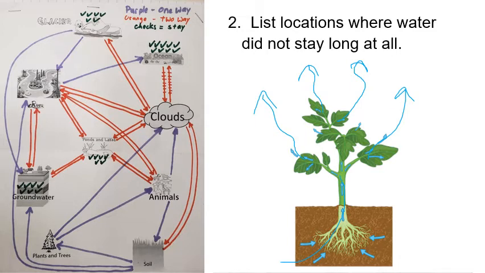Now, there are some exceptions. A plant like a cactus in the desert holds on to its water a lot longer than a typical houseplant. But still, we don't say that plants are a place where water goes and hangs out very long.